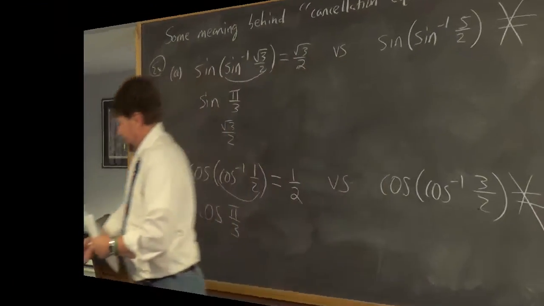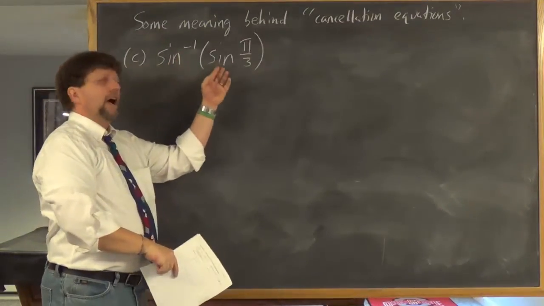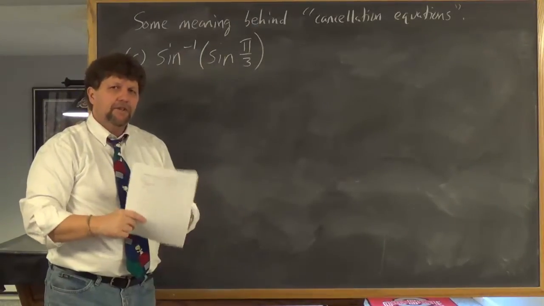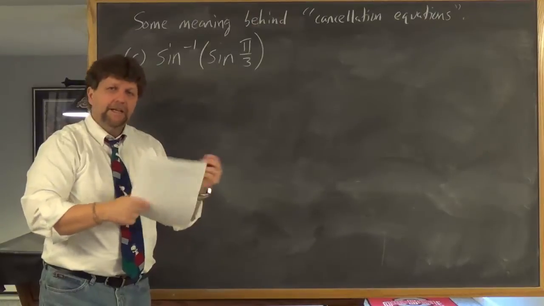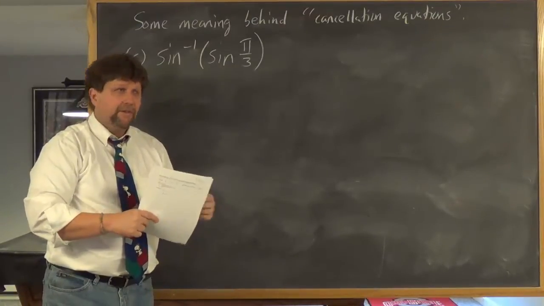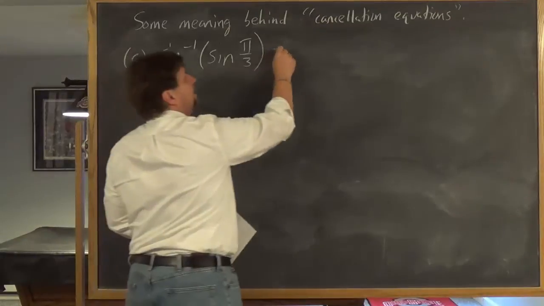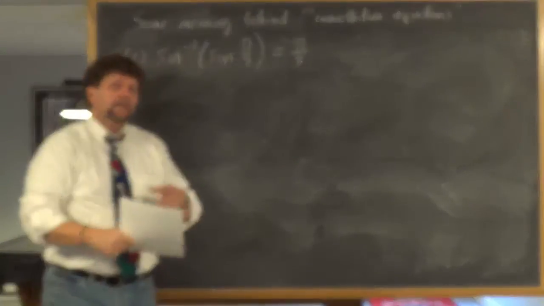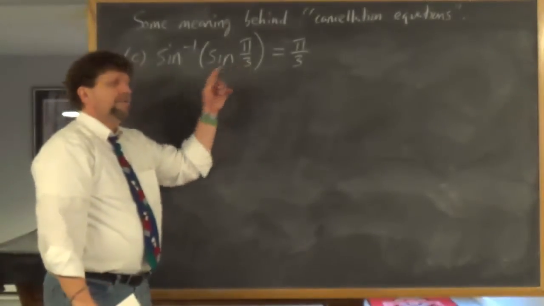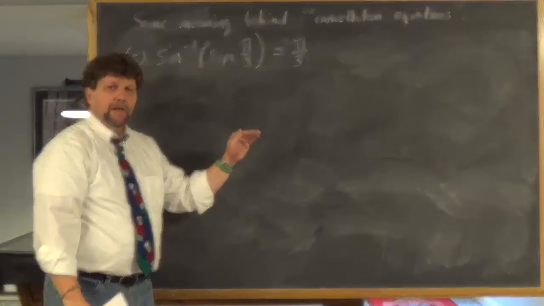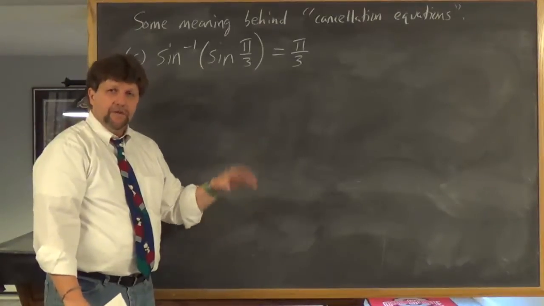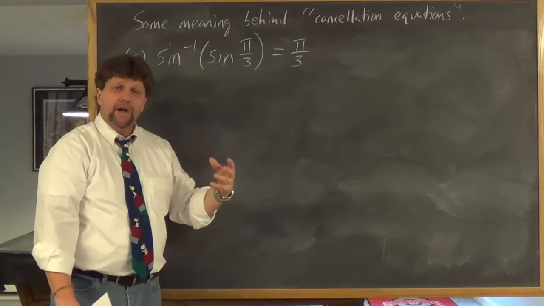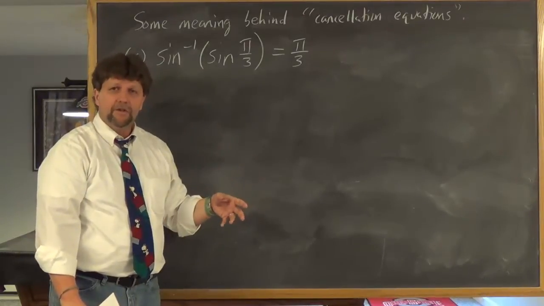Let's look at another one. We have inverse sine of sine pi over 3. You would see that your cancellation equation, because sine and inverse sine are inverse functions of each other, immediately reduces down to pi over 3. Now let's think about why. Pi over 3 is an angle in quadrant 1, on the right half of the unit circle. Inverse sine looks for an angle on the right half of the unit circle.